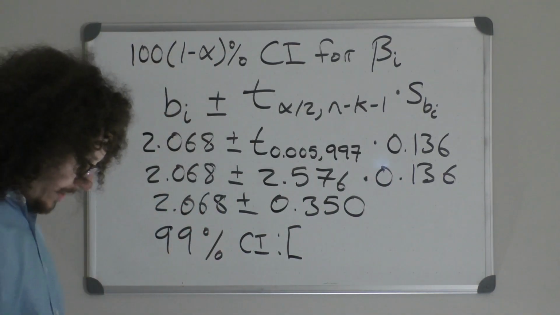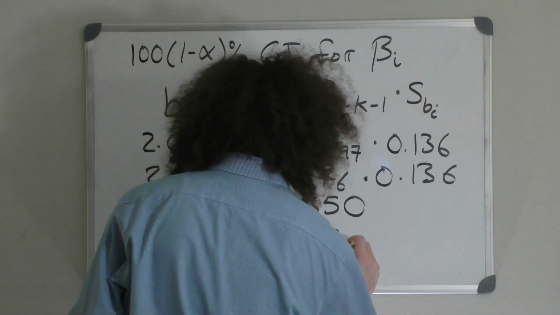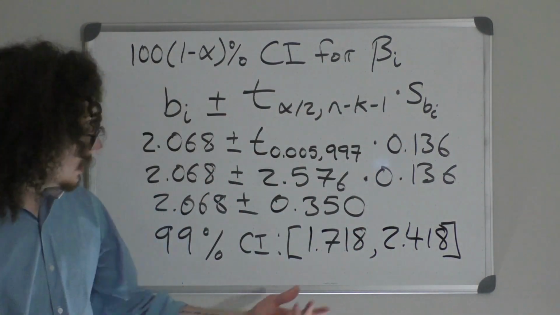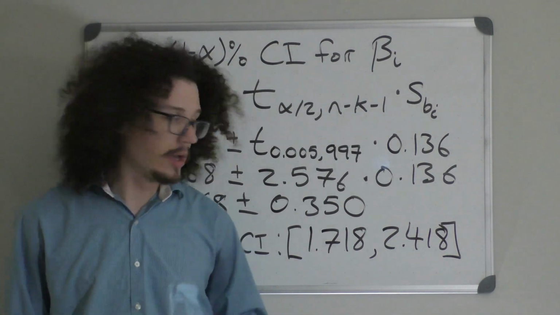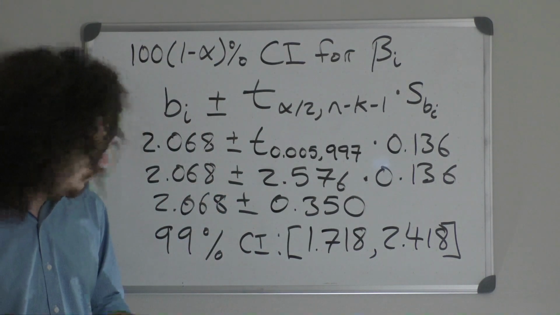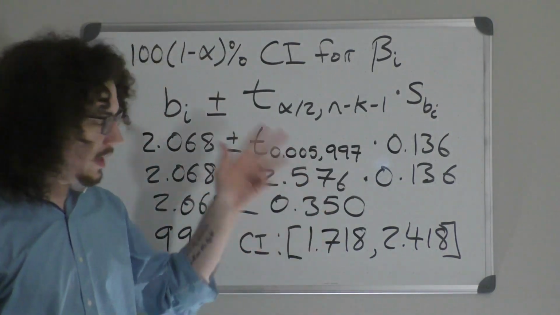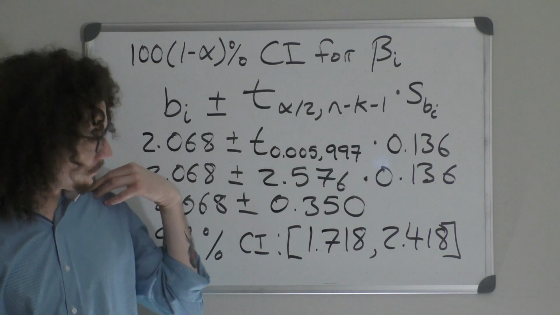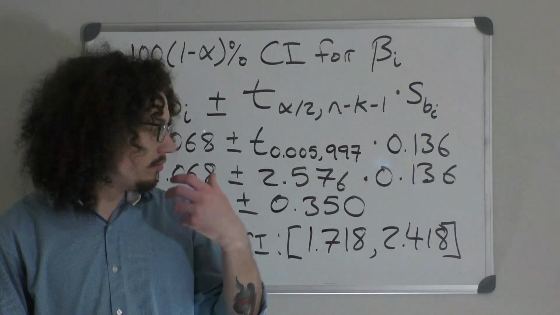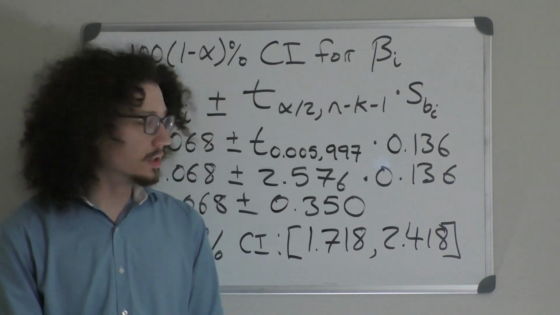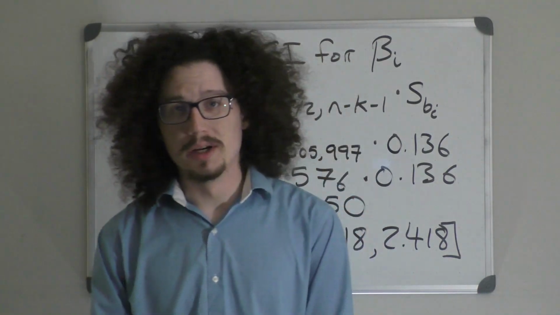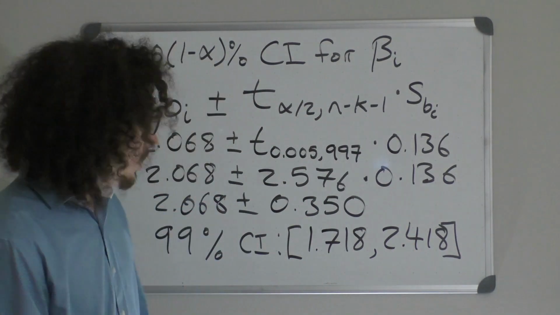All right, the last thing to do is add and subtract our margin of error from our coefficient to get our boundaries. And so we get an interval of 1.718 as our lower bound and 2.418 as our upper bound. If we were to interpret this, we could go with something along the lines of, and I'm going to do some rounding here, I am 99% confident that an additional year of education would lead to between a $1.72 and $2.42 increase in hourly wage.